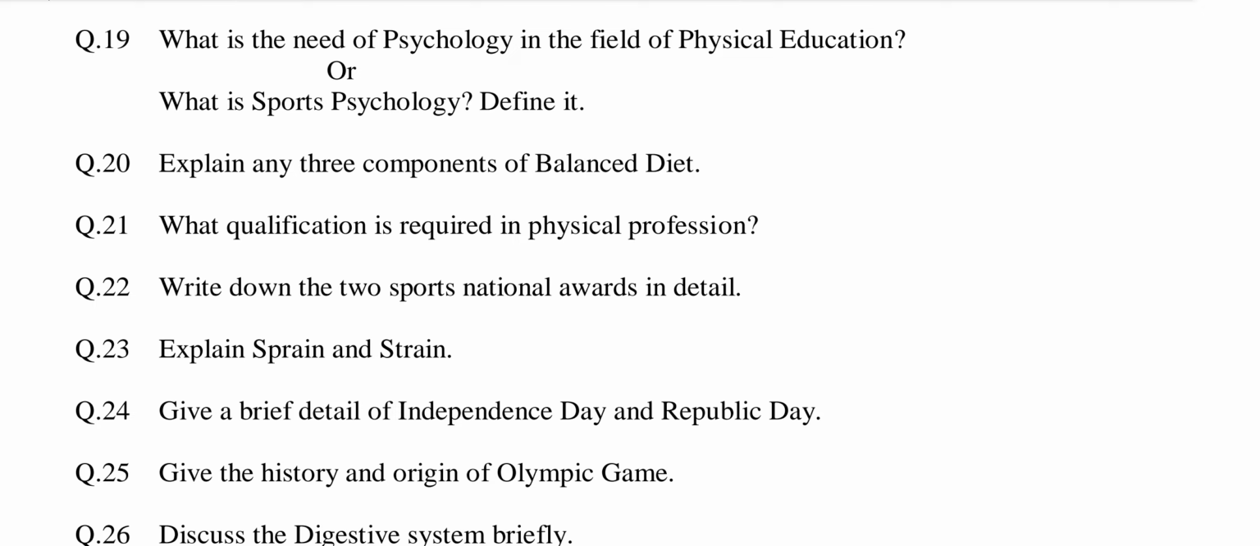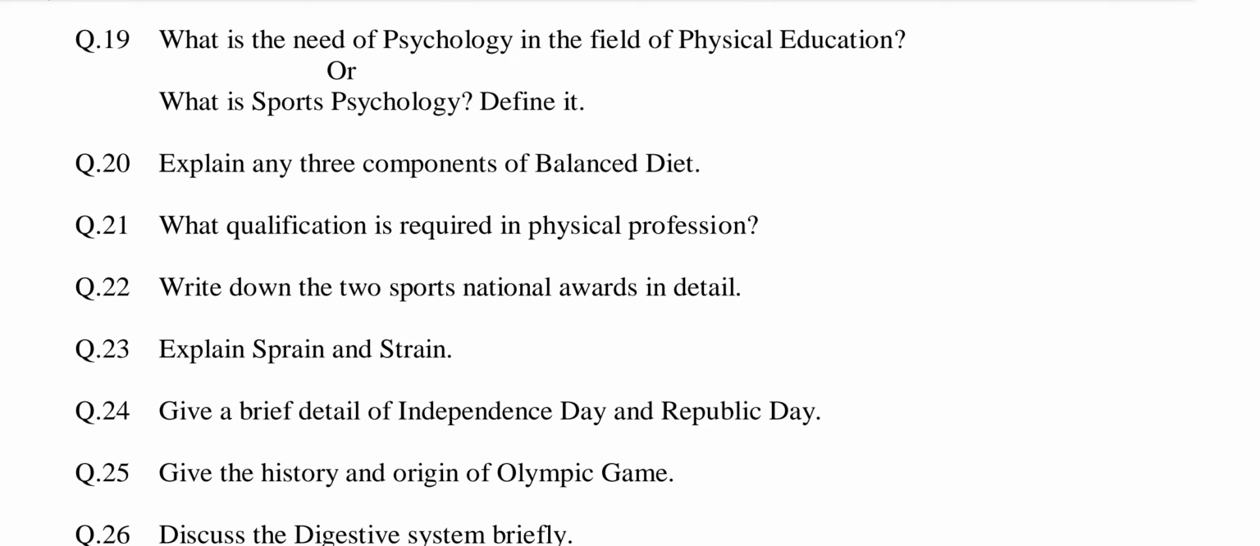Or, what is sports psychology? Define it. This question is also related to chapter number 3, psychological aspects of physical education. The answer may be: sports psychology is an important ingredient of sports training programs. It is the application of psychology to the problems in the field of sports. As the problems of sportspersons, it helps to enhance the performance of athletes and players.